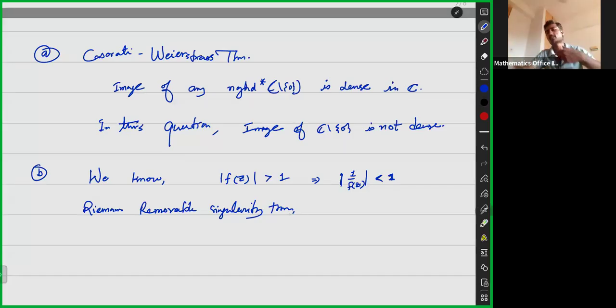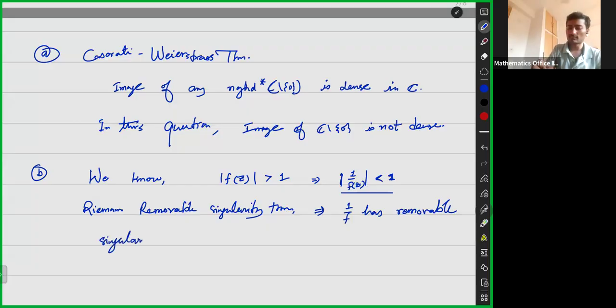It says that if a function is bounded in a neighborhood of a singularity, then we can remove the singularity. So here it is bounded everywhere. Everywhere means z varying over the complex plane minus 0, modulus of 1 by f(z) is bounded by 1. So we have 1 by f has a removable singularity at 0. Or in fact, all the singularities of 1 by f are removable, wherever they are in the domain, because 1 by f is bounded. That's all we are going to use.